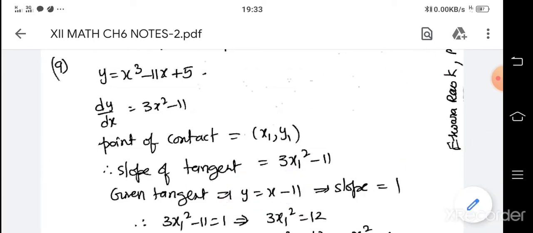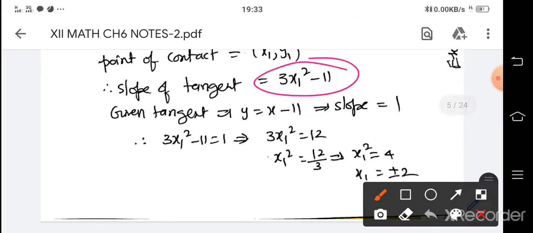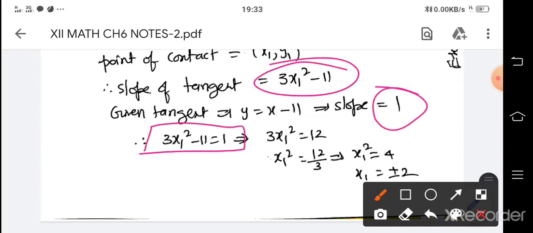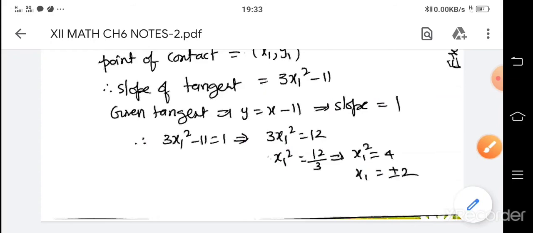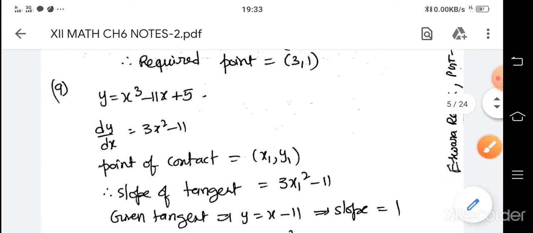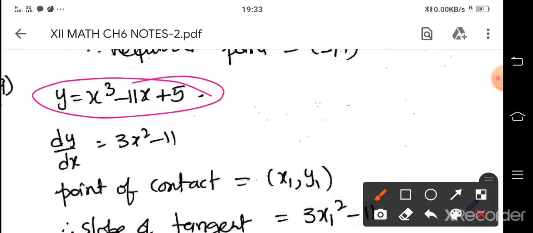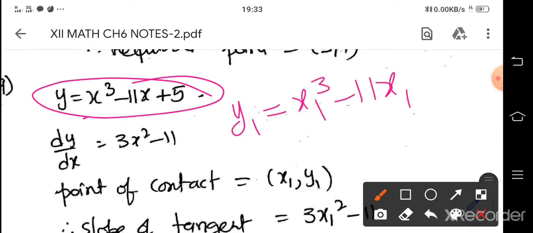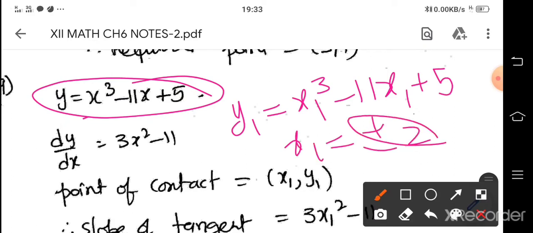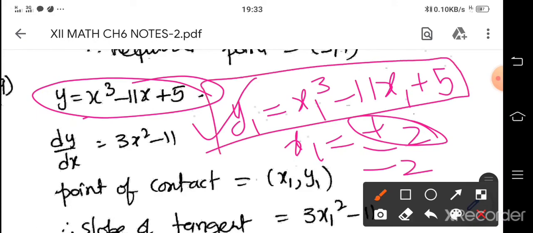But what is the slope we got? We got 3x1 square minus 11. But the slope is 1. Using that, 3x1 square minus 11 is equal to 1. Solve it. You get x1 is equal to plus or minus 2. Whatever we got, we substitute in this equation again. y1 is equal to x1 cube minus 11x1 plus 5. Then x1 is equal to plus or minus 2. One case plus 2, another case minus 2. You take it and substitute, and the y1 value will come.